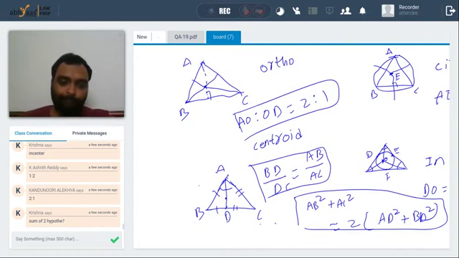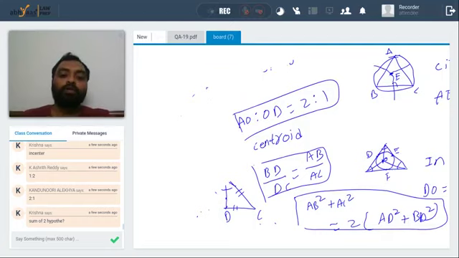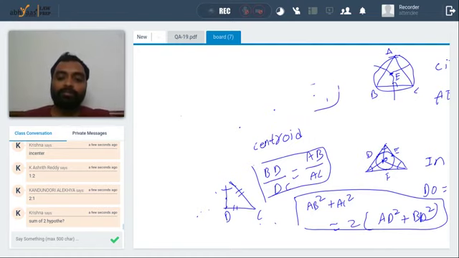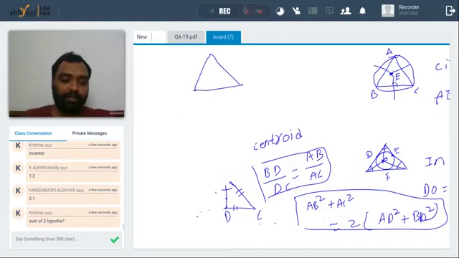Okay, next one. Now, one more important thing that I have to tell you. Let me check. Did I miss anything? Now look at this. If this is a triangle, clear? If I draw a line parallel to BC, and this part is X, and this part is Y, and this part will also be X, and this part is Y.